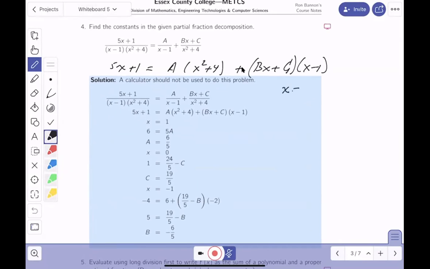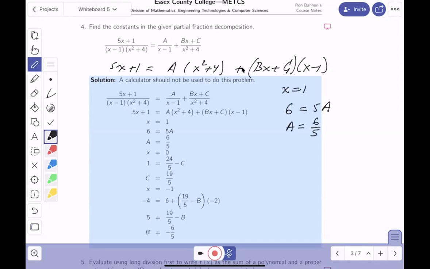Probably I'd choose x equals 1 because it looks pretty easy to do that. And what would you get? Well, on the left side, you'd get 6. On the right side, you would get 5a. And then the second term there, that has a factor x minus 1, it would become 0. So at least I know what a is. And what's a? A is going to be 6/5. Right? I'm going to write that down for you. And I'll do that later.